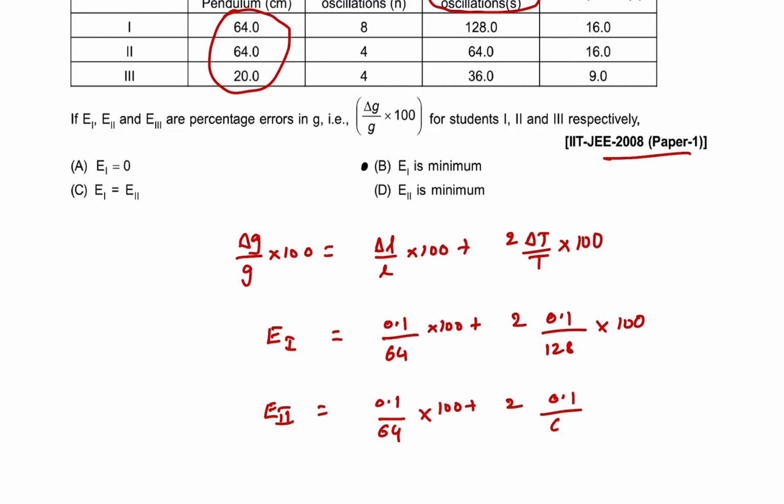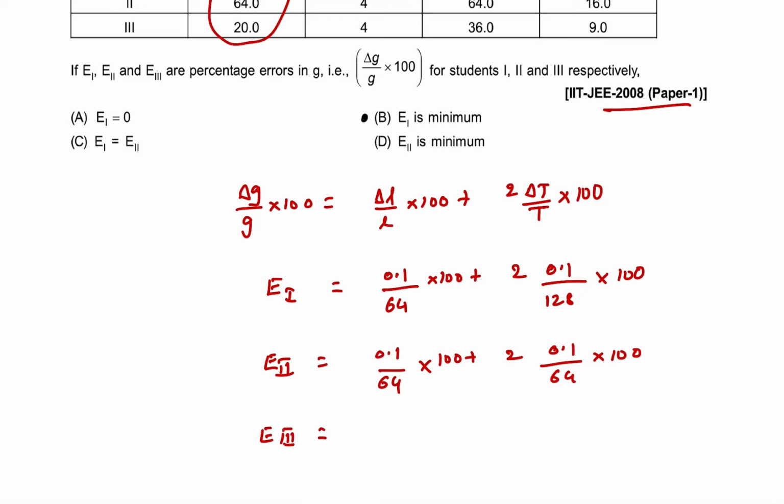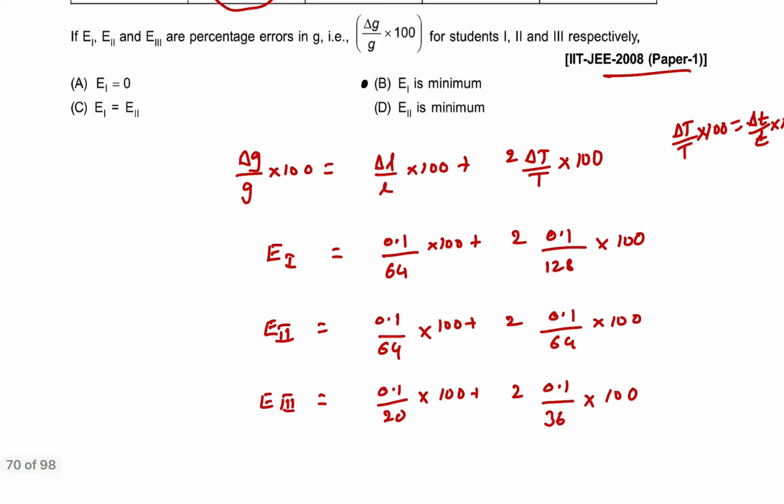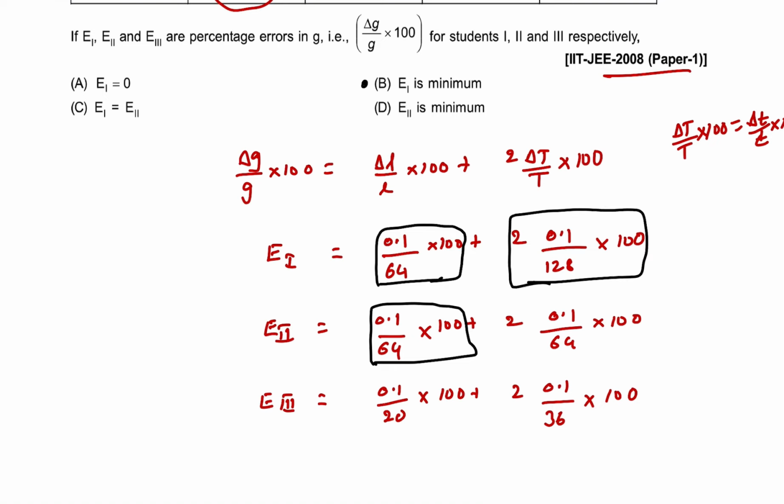Now if you see student 2, you can write the same thing: 0.1 divided by 64 into 100 plus 2 into 0.1 divided by 64 into 100. And student 3, whatever he measured is 0.1 divided by 20 into 100 plus 2 into 0.1 divided by 36 into 100. So I am taking delta T by T into 100 value. I am not calculating any time period relations here. Just observe the relations.